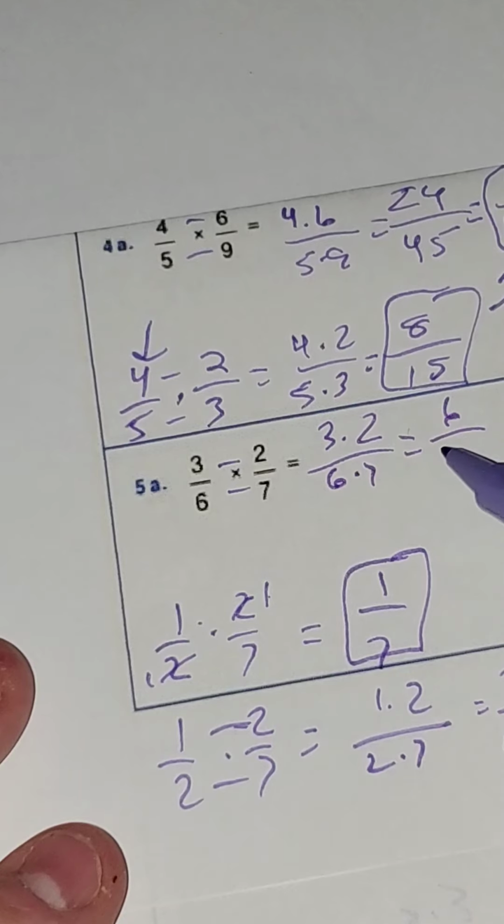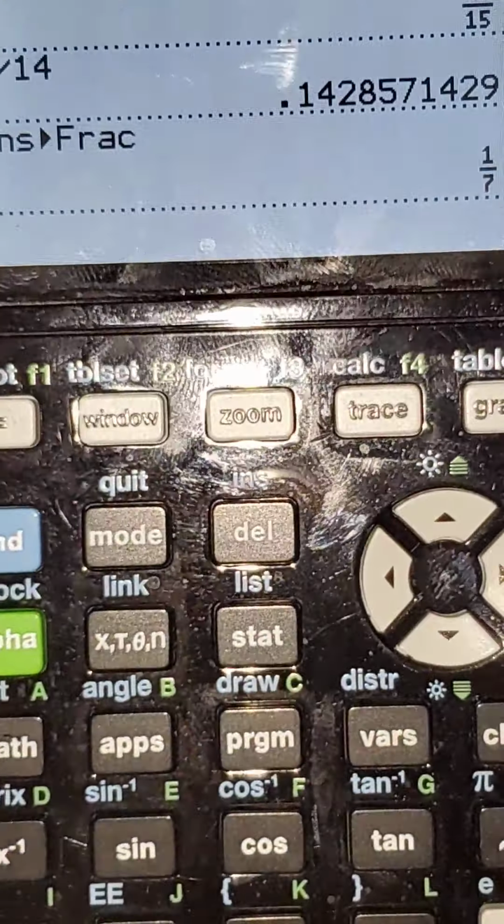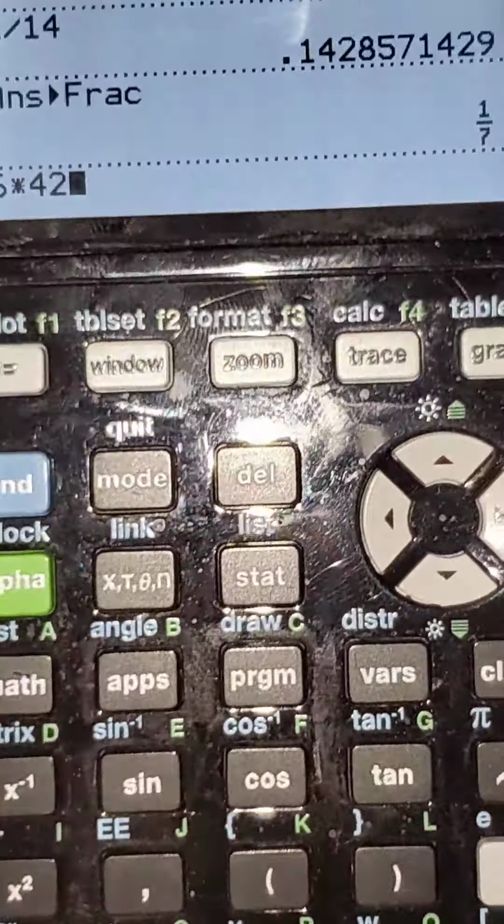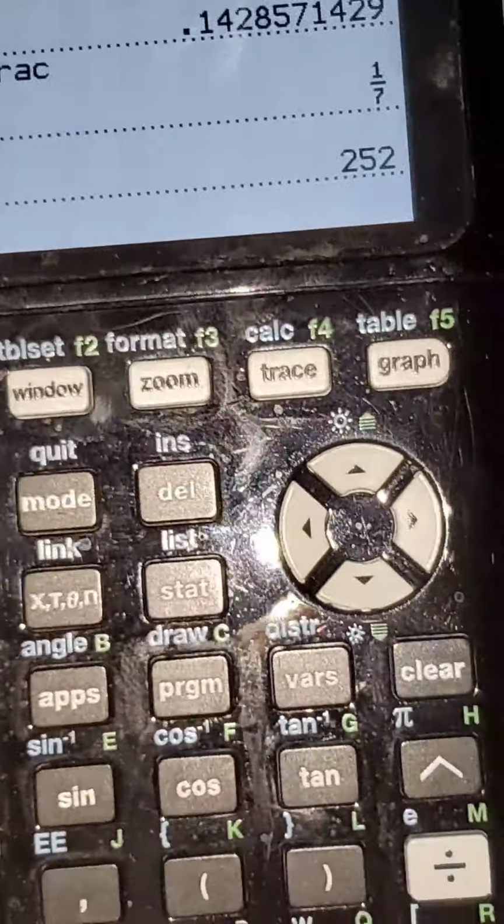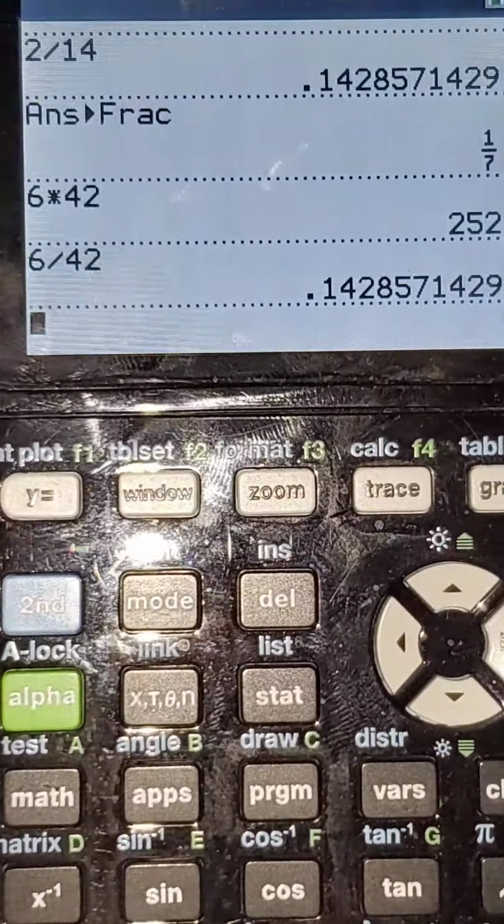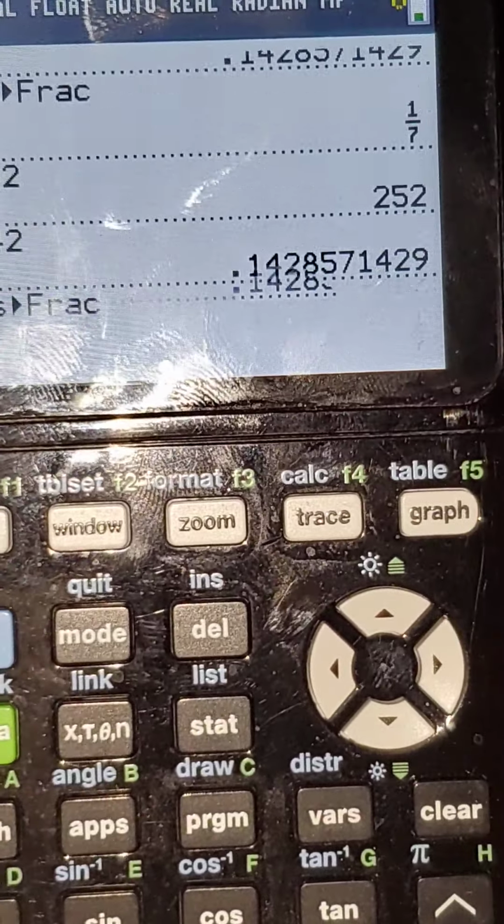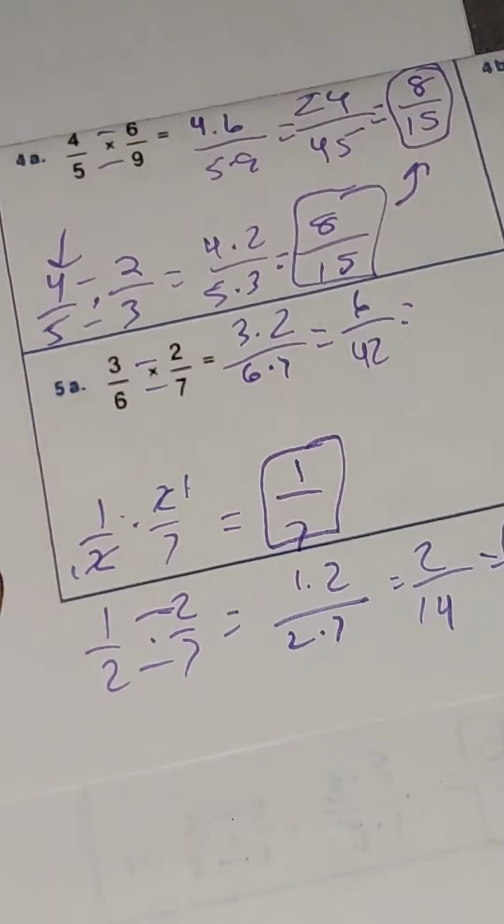3 times 2 is 6. 6 times 7 is 42. Again, we can go to the calculator if you don't know how to reduce that. 6 divided by 42 gives you that decimal, which is the same as before. Again, we hit math, fraction, and enter, and we get a reduced fraction of 1 over 7.